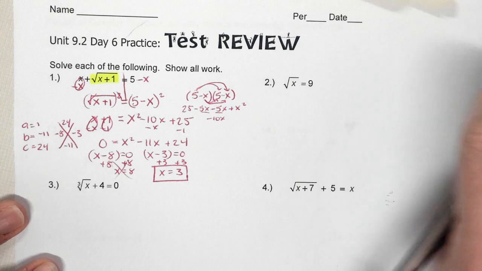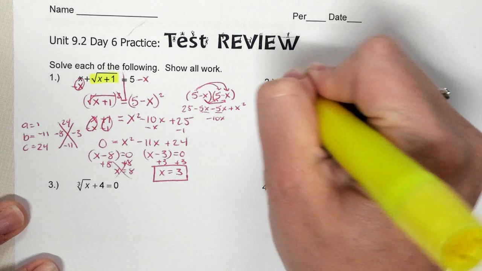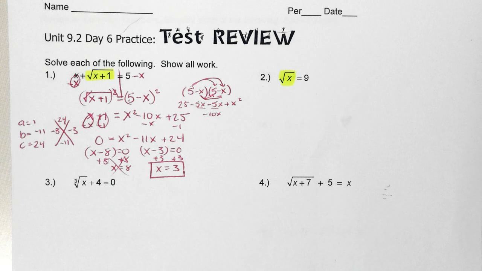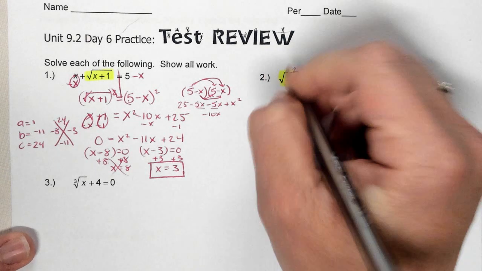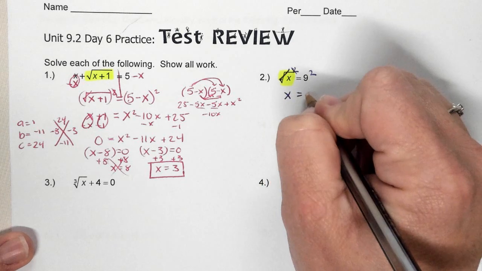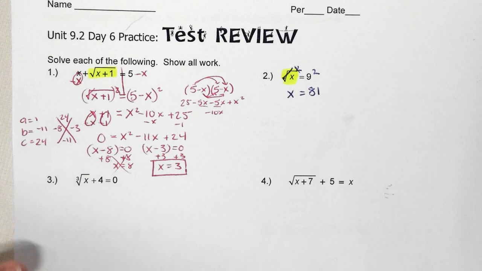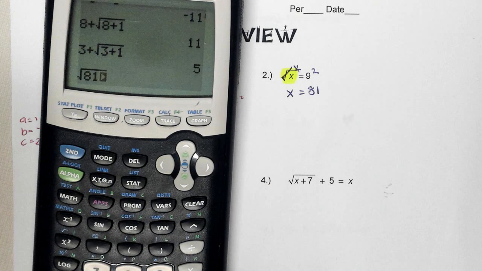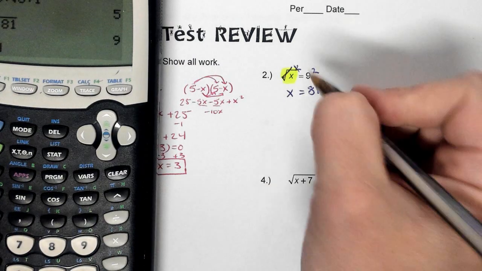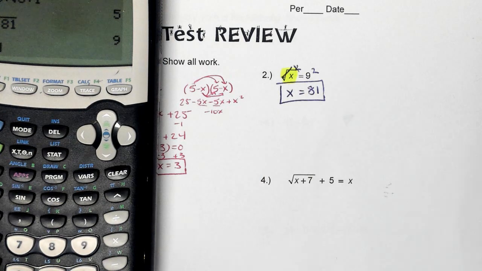Okay, number 2, well, my square root is already alone. So since my square root is already alone, I know that I can just go ahead and square both sides. So I'm going to go ahead and square both sides. So squared, squared, square root cancels the squared, and I get x equals 81. Well, I can check my work. Square root of 81 is 9, so there's my answer. That worked. So we like that one.